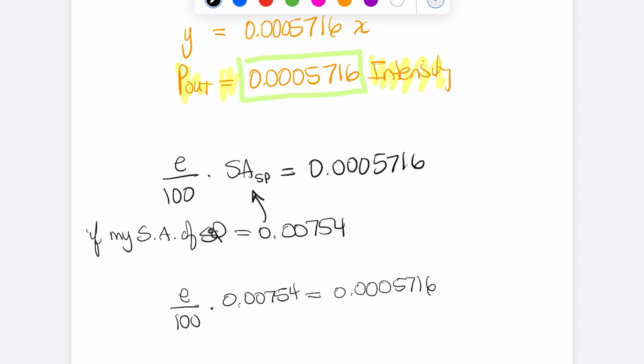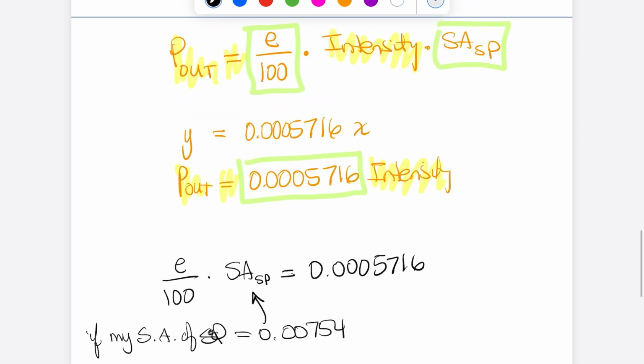But there's more than one way to take a look at this. So let's see. 0.00057116 divided by 0.00754 leaves me 0.758, which means my efficiency is 75.8%, which is not very good. It doesn't match my 10.2. Maybe I used different values for this. Let's see, do I have it on here? I don't think I have it on this particular one. Okay, so that's how you would interpret your graph.